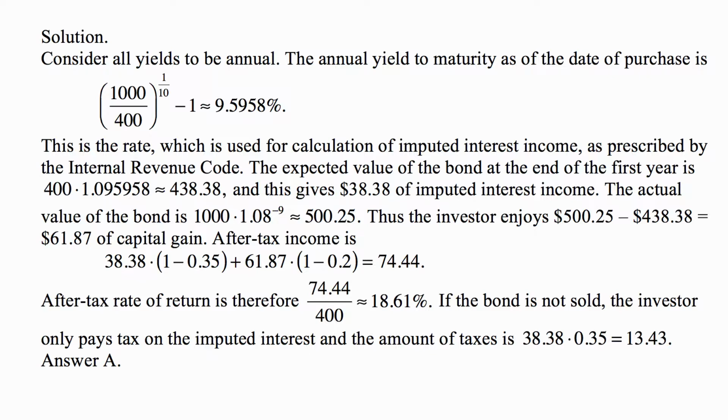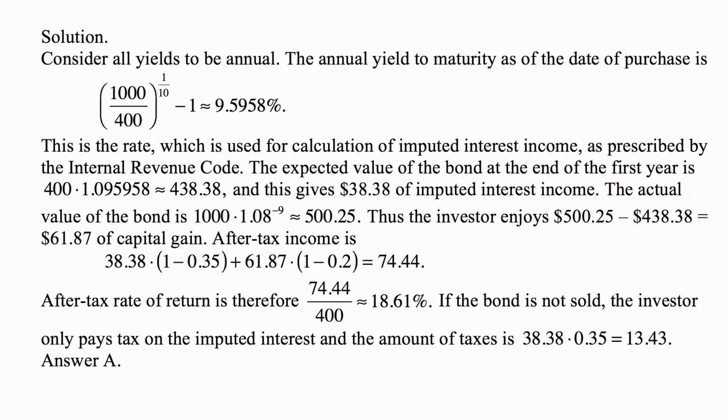So the expected value of the bond at the end of the first year is 400 times 1 plus that interest rate, 438.38, and this gives $38.38 of imputed interest income. The actual value of the bond is 1,000 times 1.08 to the negative 9th, or 500.25. Thus, the investor enjoys a capital gain of 61.87, the difference between the market price and that price that we calculated based on the yield to maturity at purchase.